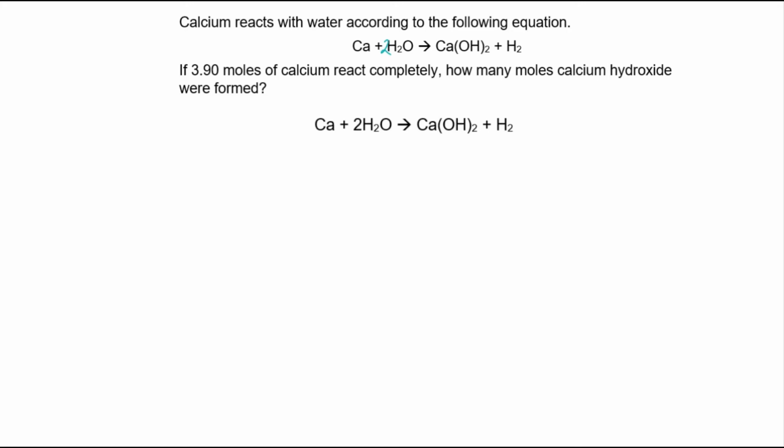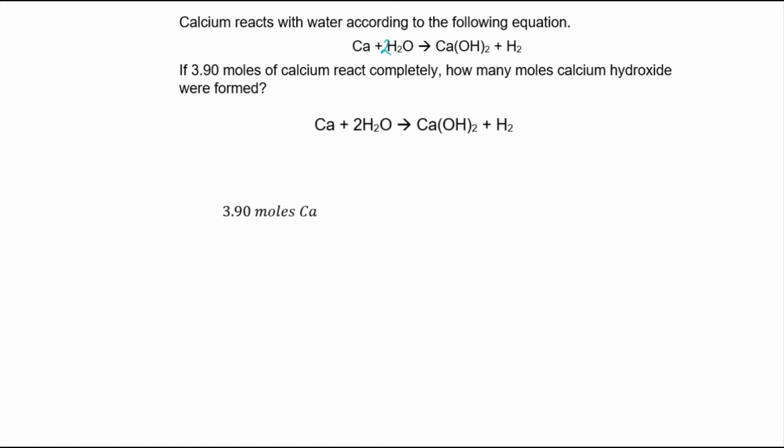When working with difficult problems like this, if you're stuck, sometimes the best thing to do is just write down what you were given. So we were given 3.9 moles of calcium. We were asked about calcium hydroxide. So we need to move from calcium over here to calcium hydroxide. How are we going to do that? We are going to use our mole ratio. Now remember, your mole ratio comes from your balanced chemical equation, which we already have right here.